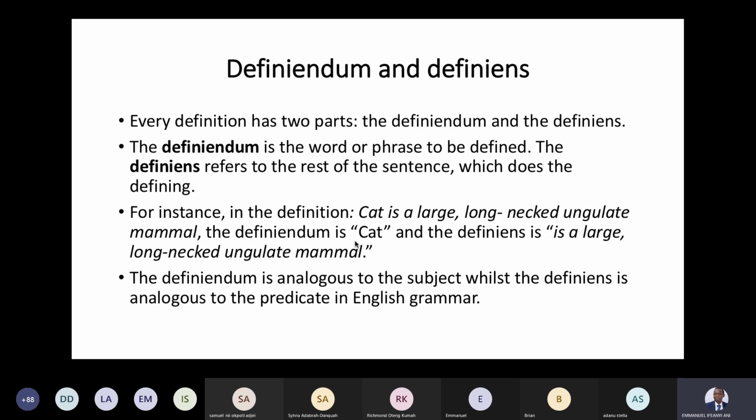The definiens refers to the rest of the sentence, which does the defining. So the definiens is like the predicate. It is that part of the sentence that is defining the definiendum. For instance, in the definition, cat is a large, long-necked, ungulate mammal, the definiendum is cat, and the definiens is a large, long-necked, ungulate mammal. So the definiendum is analogous to the subject, whilst the definiens is analogous to the predicate in English grammar.